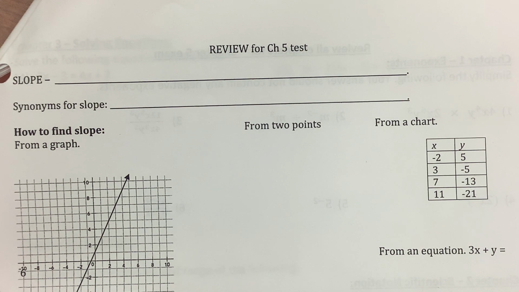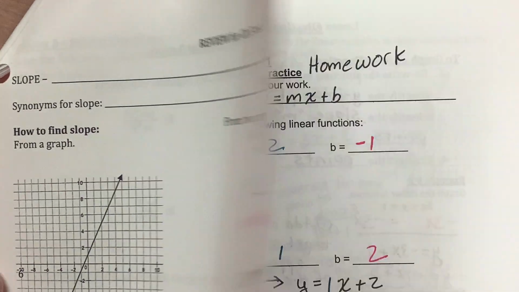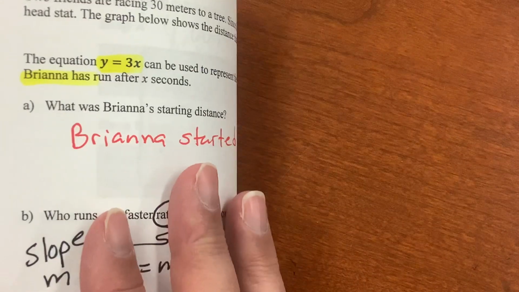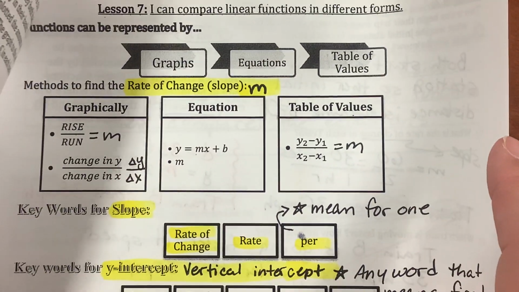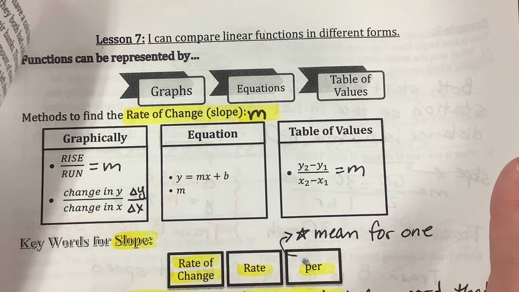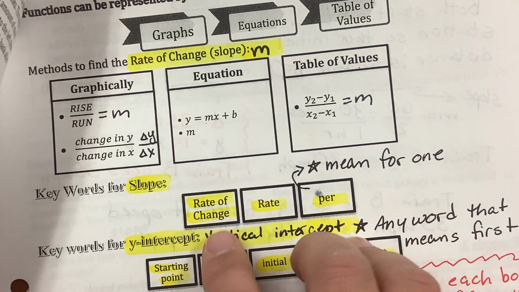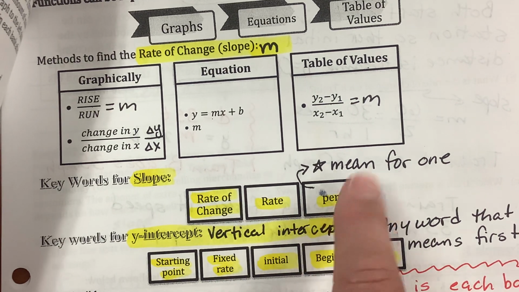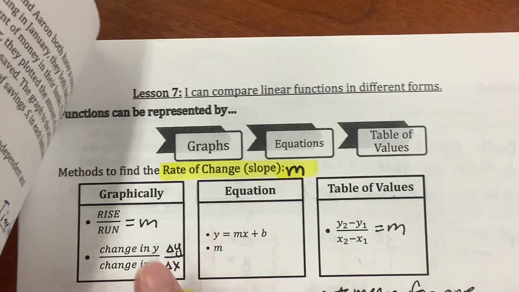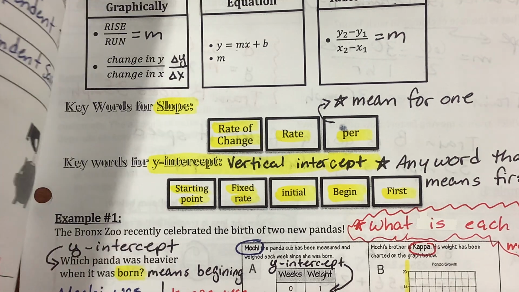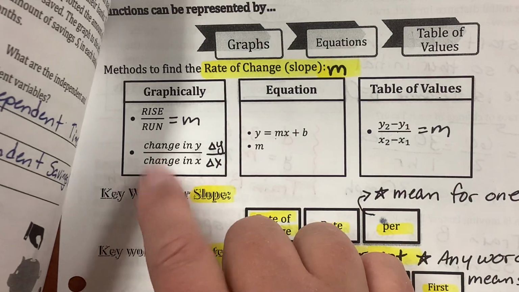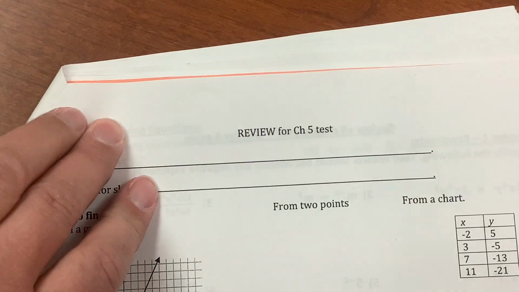So, what is slope? Well, I have to look back here at least a couple of pages to page 30, because page 30 has a lot of information. It has the key words for the slope: rate of change, rate, per, that means for one. And here's how to find the slope, all the different ways. And here's the key words for the y-intercept. But what is slope? Well, in my head, this is what I think of slope: the change in y over the change in x. So let's write that down.